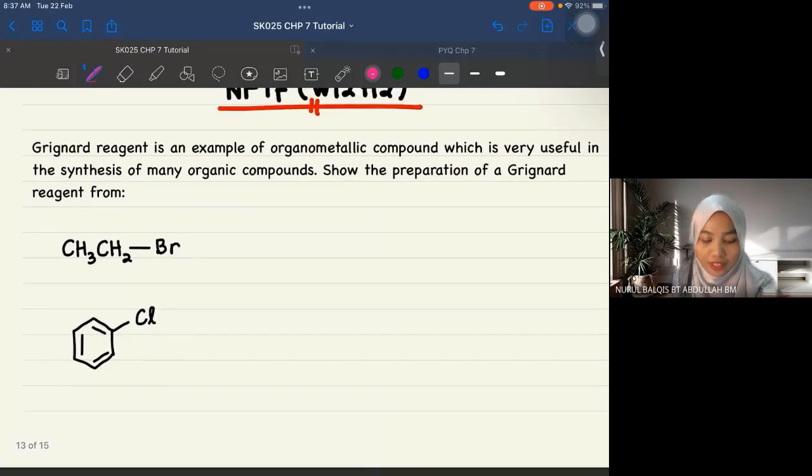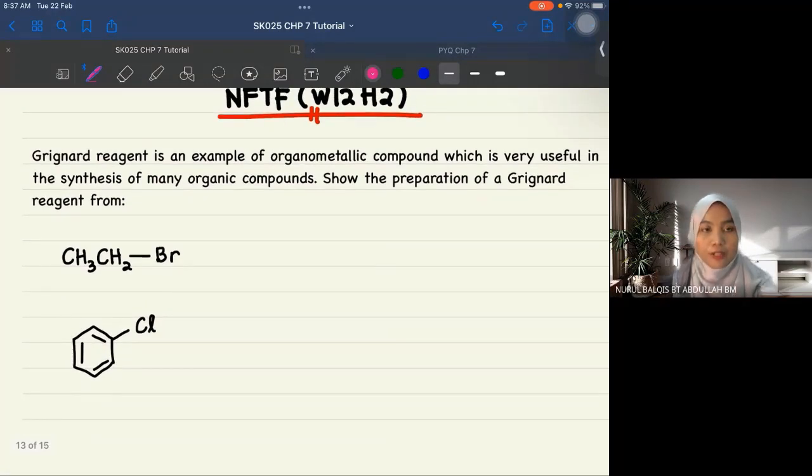Tadi third hour, sorry. This is the fourth hour. Ni baru nak masuk nucleophilic addition. Now, Grignard reagent is an example of organometallic compound which is very useful in the synthesis of many organic compounds. So, dia cakap, bila ada Grignard reagent, dia boleh buat synthesis of organic compound.